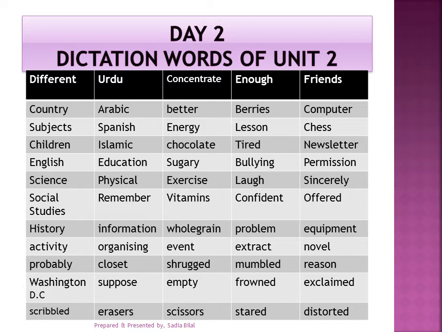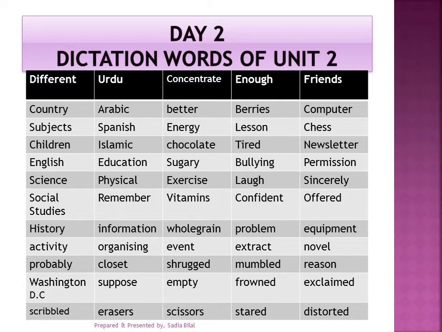And then in the third column: concentrate, better, energy, chocolate, sugary, exercise, vitamins, whole grain, event, shrugged, empty, scissors. Then column 4: enough, berries, lesson, tired, bullying, laugh, confident, problem, extract, mumbled, frowned, stared.